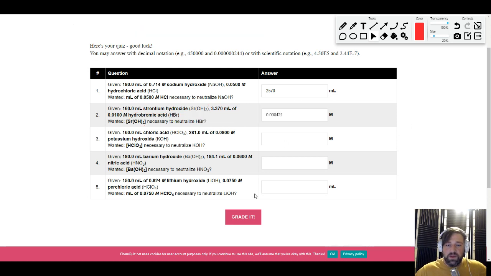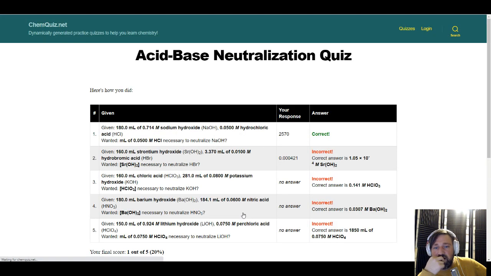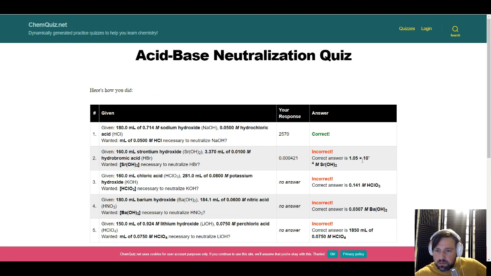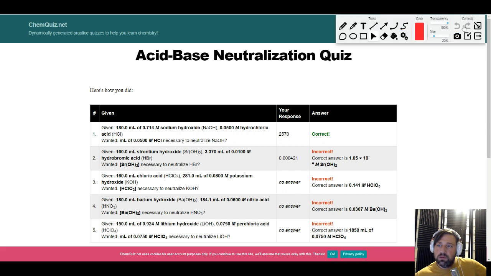All right, let's see if I'm right or I made a mistake. Grading it. Ooh. What did I do wrong here? Should be 1.5. What did I do wrong?